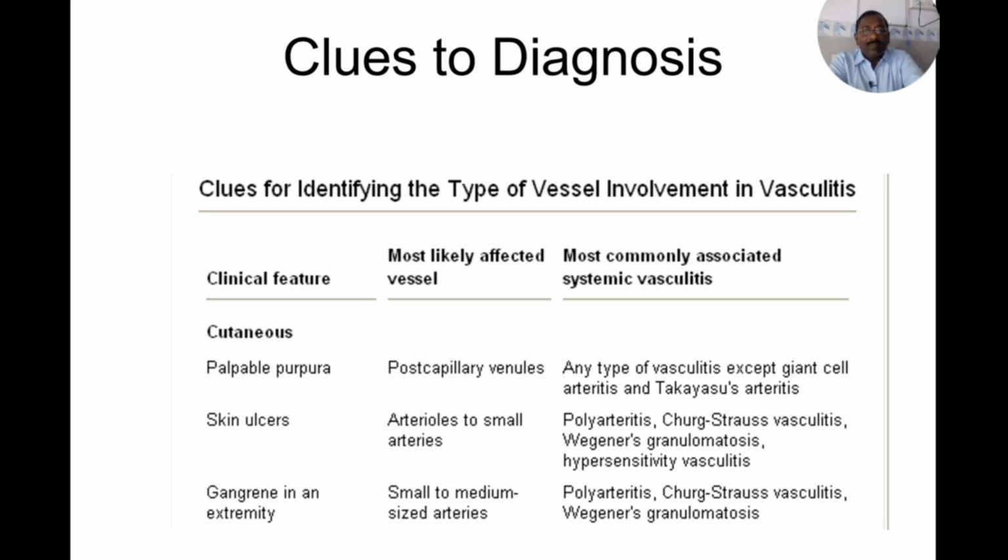Skin ulcers: arterioles to the small arteries. Polyarteritis, Churg-Strauss vasculitis, granulomatosis, hypersensitivity vasculitis. You will have skin ulcers because of small vessel vasculitis and medium vessel vasculitis. Gangrene in the extremity: small to medium sized arteries. Polyarteritis, Churg-Strauss vasculitis, granulomatosis. You will have gangrene in an extremity, sometimes leading to amputation, maybe because of sudden blockage of the blood supply to the distal parts. So there will be autodigestion of the toes or fingers.